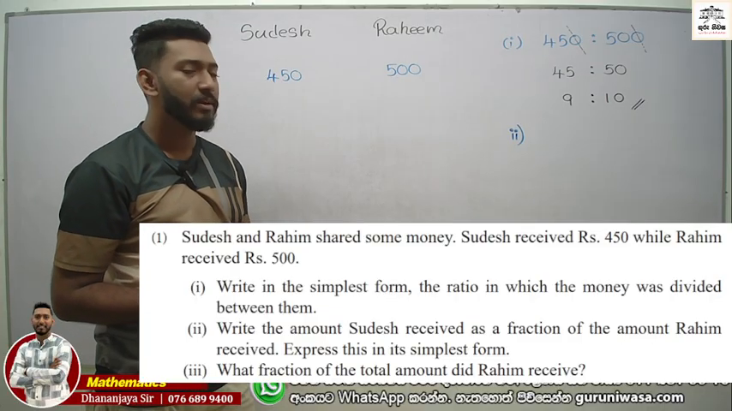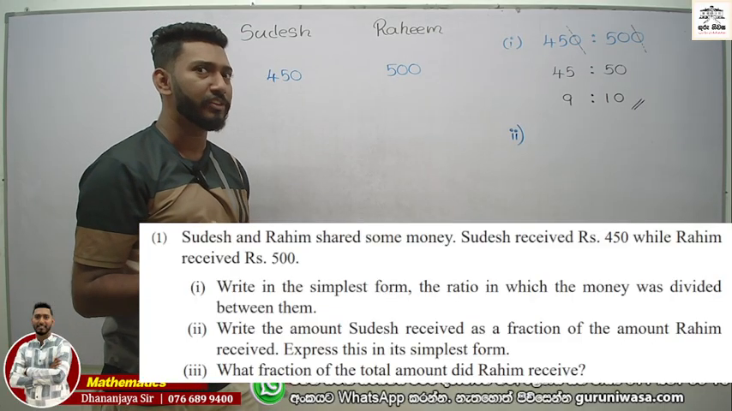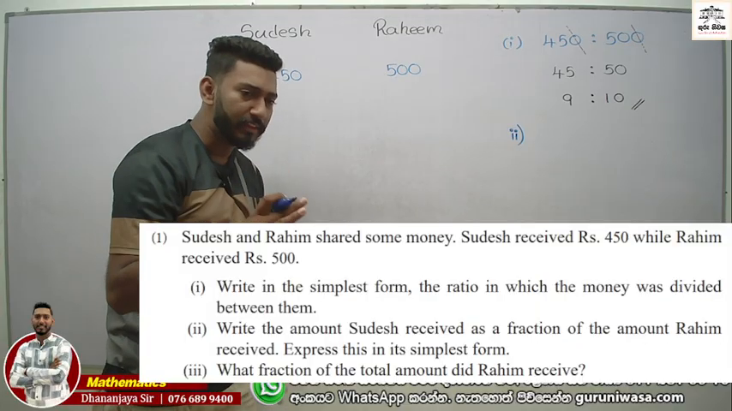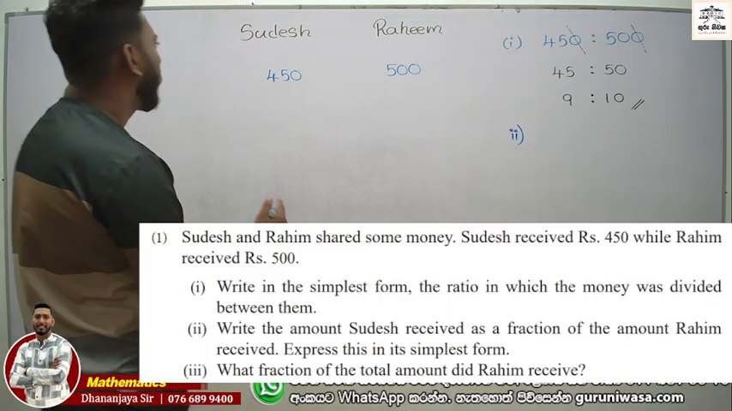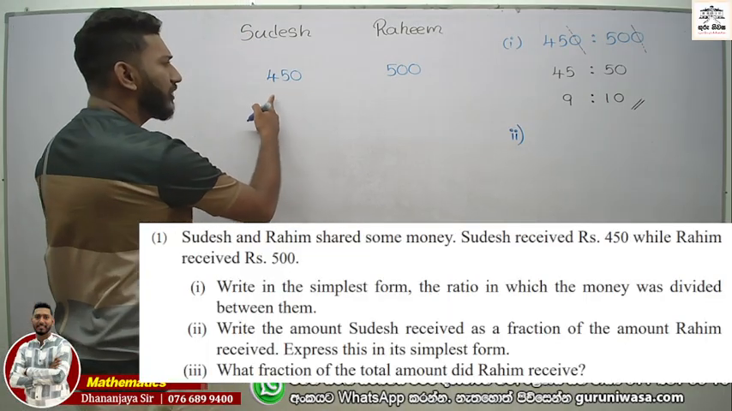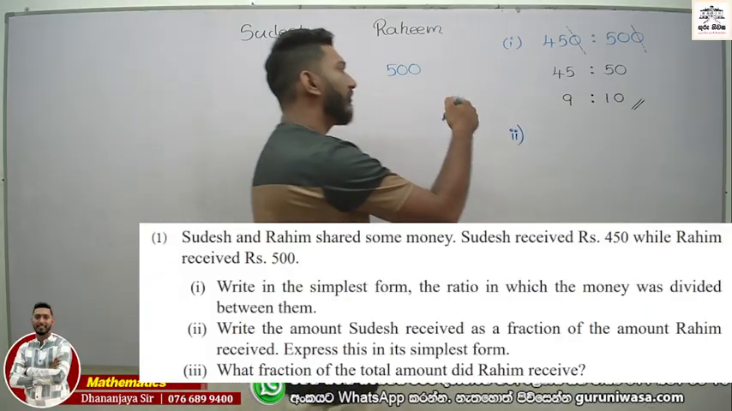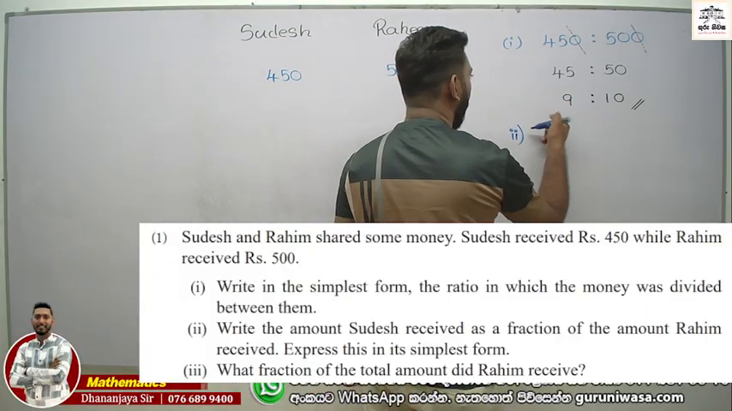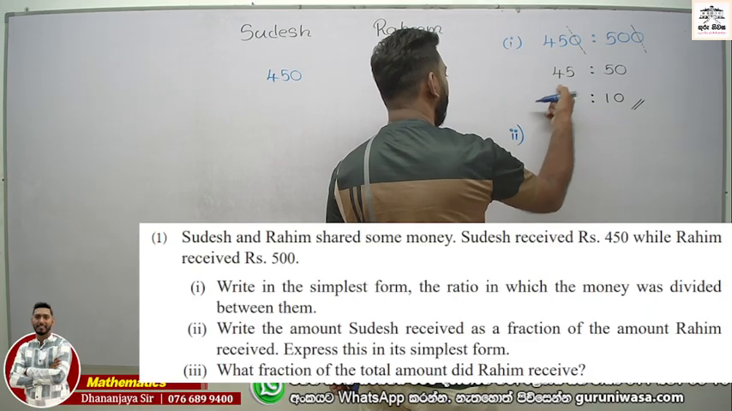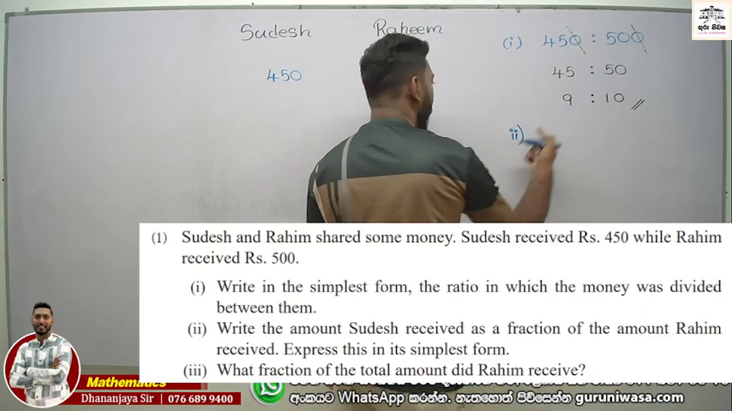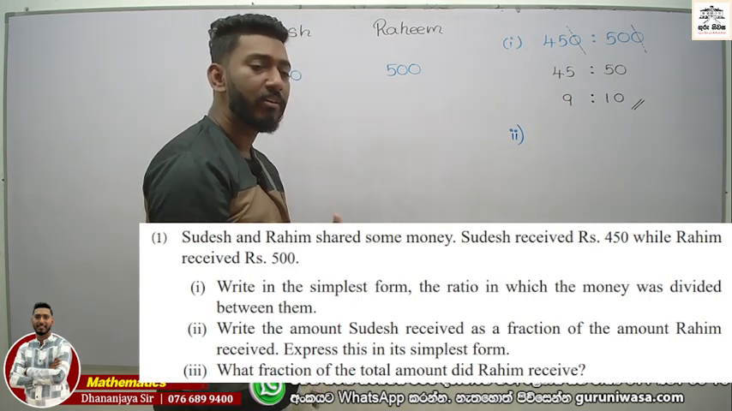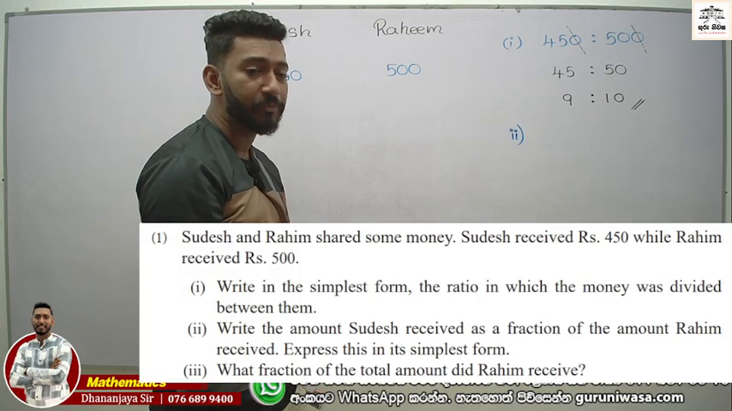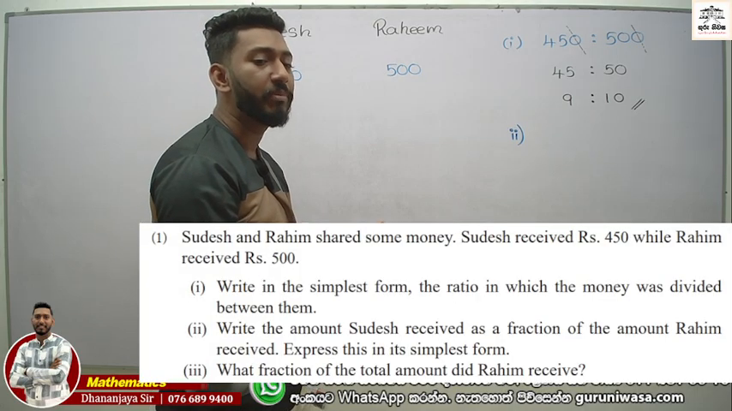Write the amount Sudesh received. Sudesh is 450. Now we know as a fraction it is 9, and this 9 is the relevant thing about Sudesh. And Sudesh, fraction of the amount Rahim received, and express this in its simplest form.